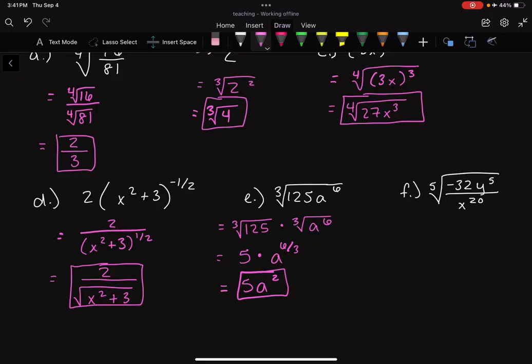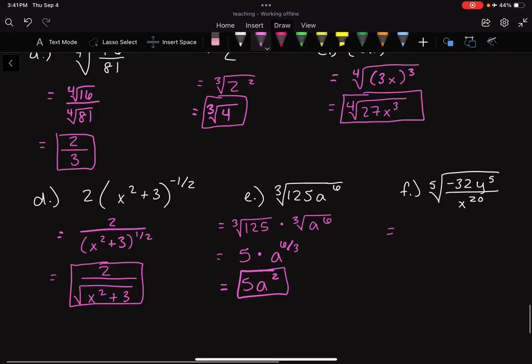And for our last one on this little subsection, I'm going to split it up. So the 5th root of -32 times the 5th root of y to the 5th divided by the 5th root of x to the 20th. So for the number, I think it's nice to see it with the root. That's going to be -2. But with everything else, I actually think it would be nice to see it as the fraction exponent.